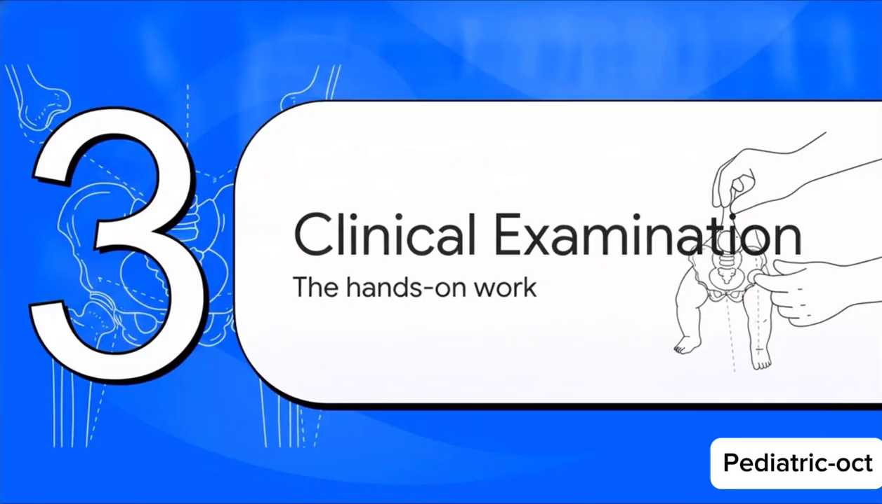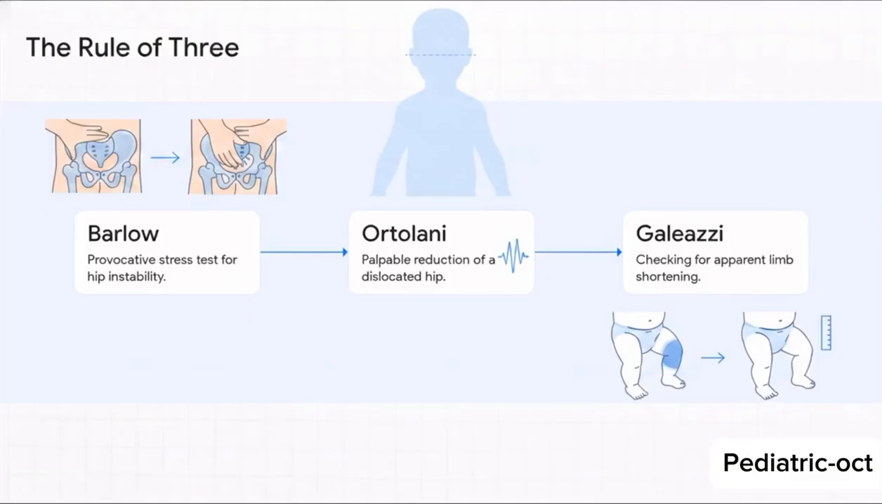Section 3. The clinical examination. To systematically screen for DDH, we use a beautifully simple rule of 3 for our clinical examination. These are 3 highly specific, targeted mechanical tests: the Barlow maneuver, the Ortolani sign, and the Galeazzi sign. Let's put on our clinician hats and examine how each of these actually works in practice.